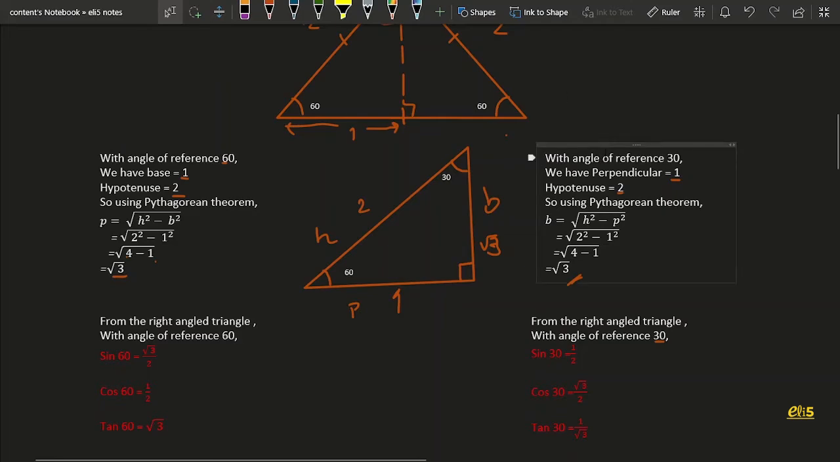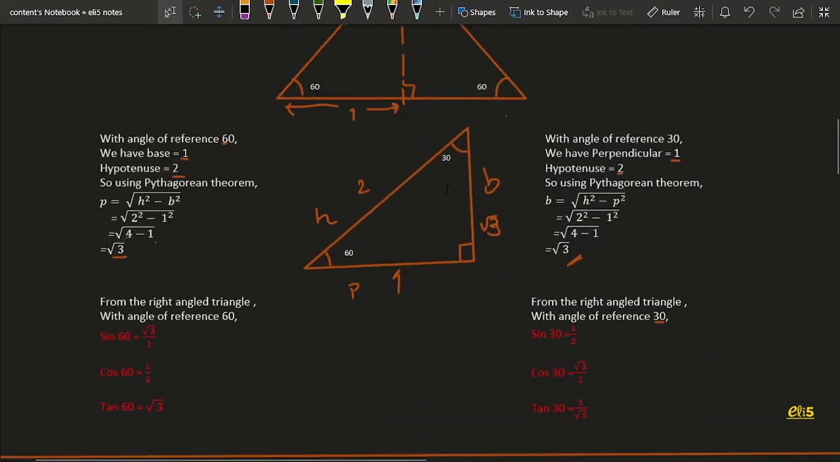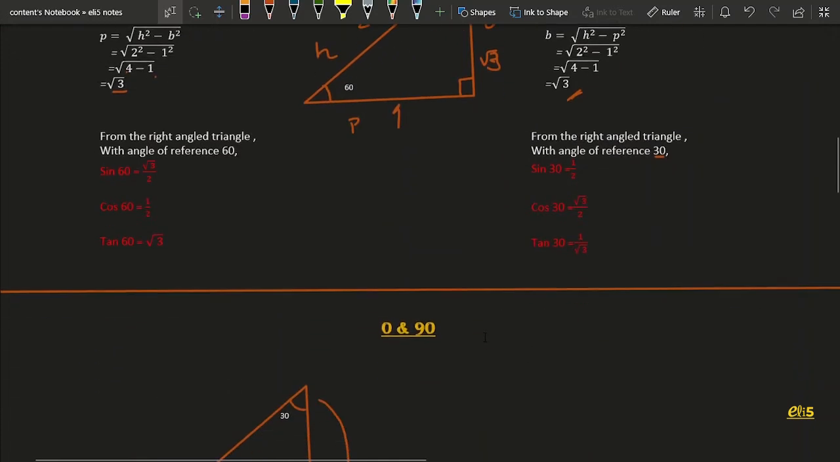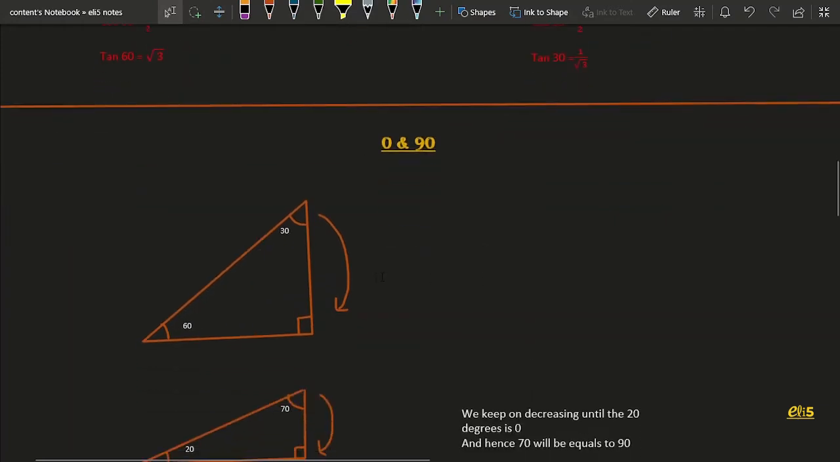So we'll start. Since we have derived the values for 60 degree and 30 degree, we'll now go on to 0 and 90 degree. For 0 and 90 degree, let's first take a right angle triangle, with angles 60 degree and 30 degree. What we need to do is make, let's say, this side smaller.